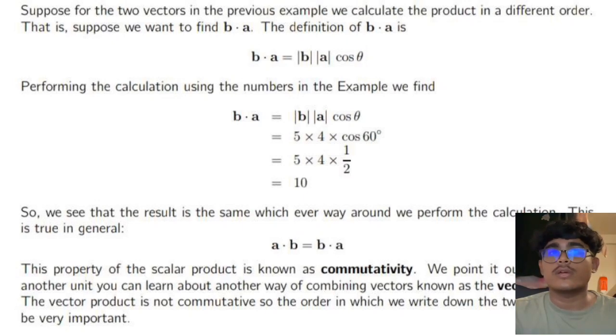This is true in general. This property of the scalar product is known as commutativity. We point it out because in another unit you can learn about another way of combining vectors known as the vector product. The vector product is not commutative, so the order in which we write down the two vectors will be very important. Okay, thank you.